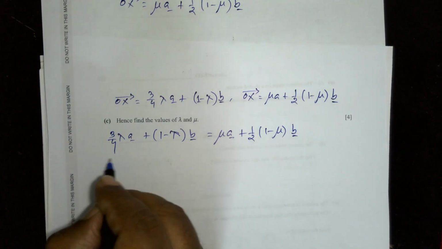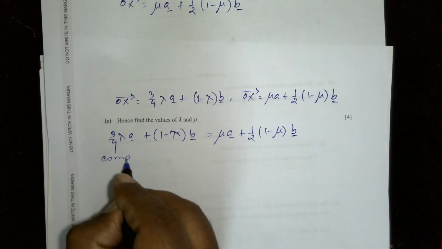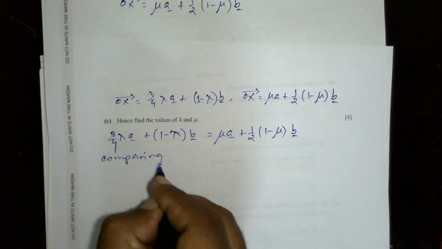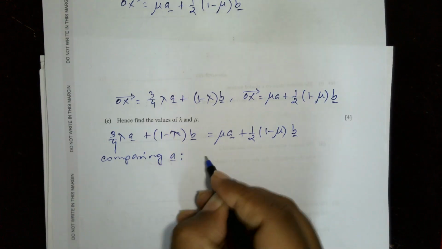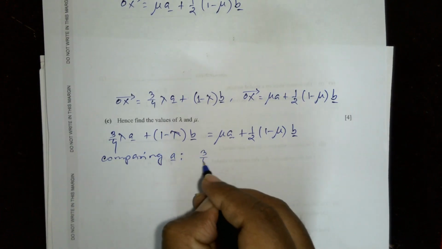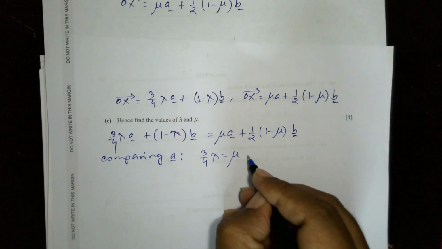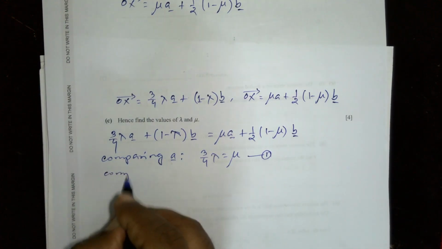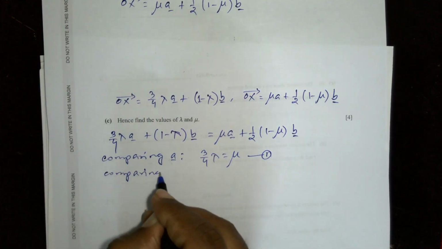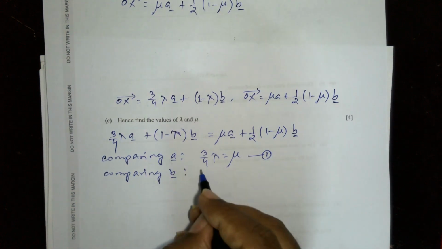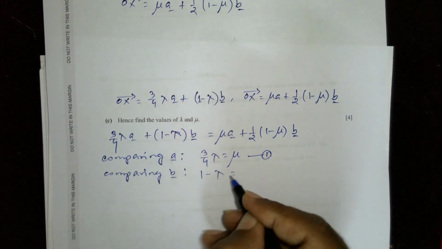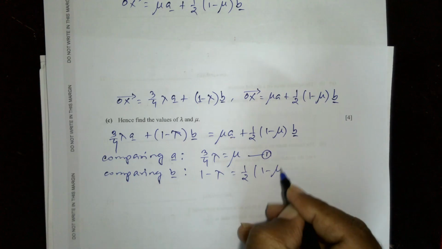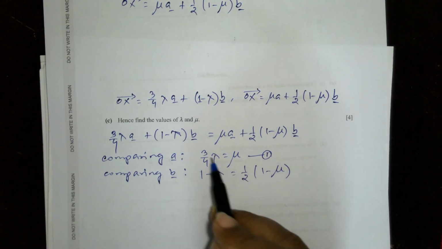So comparing the A vector, I can write 3/4 lambda is equal to mu. Okay, this is equation 1. Now comparing B, I can write 1 minus lambda is equal to half of 1 minus mu. So we have the mu in terms of lambda.